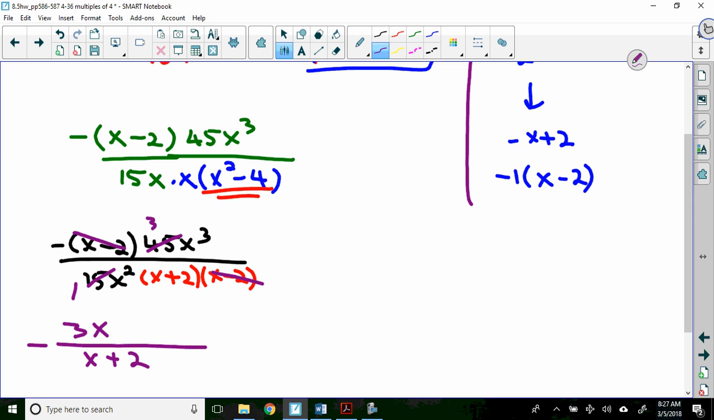The negative sign can either go out front or in the top. If it went in the bottom, you'd need parentheses in front of that x plus 2. So negative sign, it's probably the best idea to just put it out front like that.